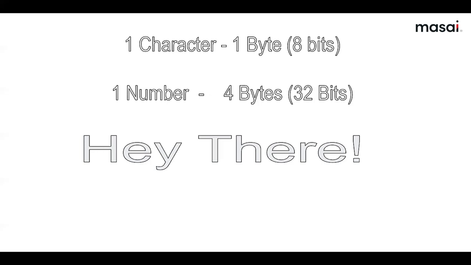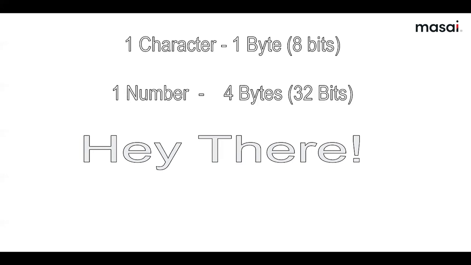So when you're sent "Hey there!", how much data are you being sent? You're being sent 10 characters. That means 10 into 1 byte, as each character takes 1 byte. You're being sent 10 bytes of data. That means 80 bits of data is being sent to you, right? So you know exactly how much data is being sent.